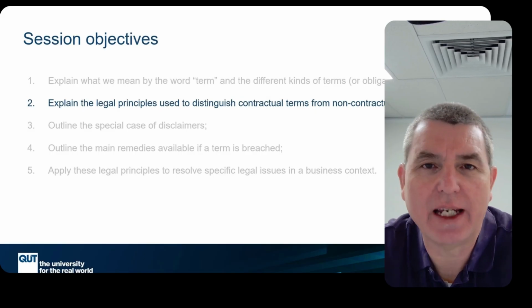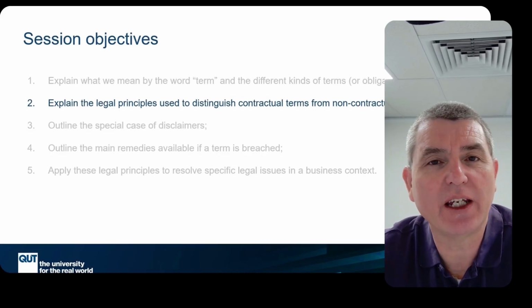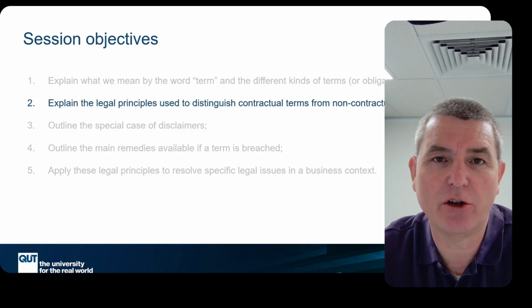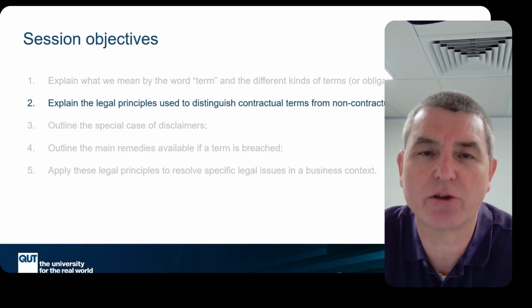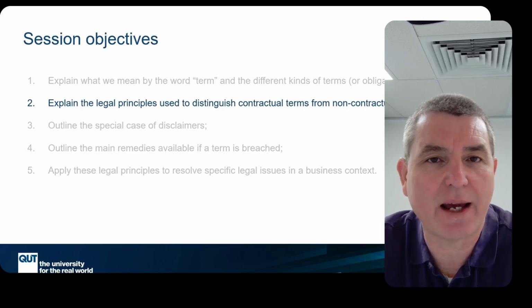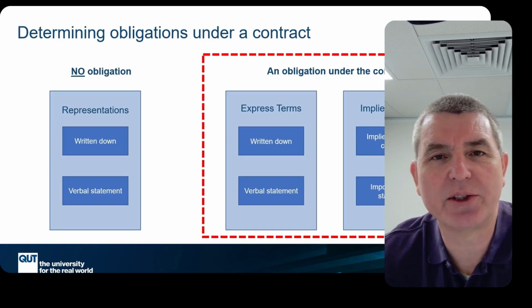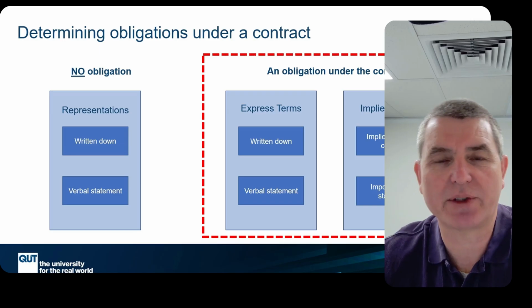Now that we have an understanding of the words terms, conditions, and warranty, we can go on to start thinking about how we differentiate between terms, things that are actually included in the contract, those obligations that arise once we form a contract, and other things that happen, which we're going to call representations. And this diagram helps us understand some of the ways we can think about terms and representations.